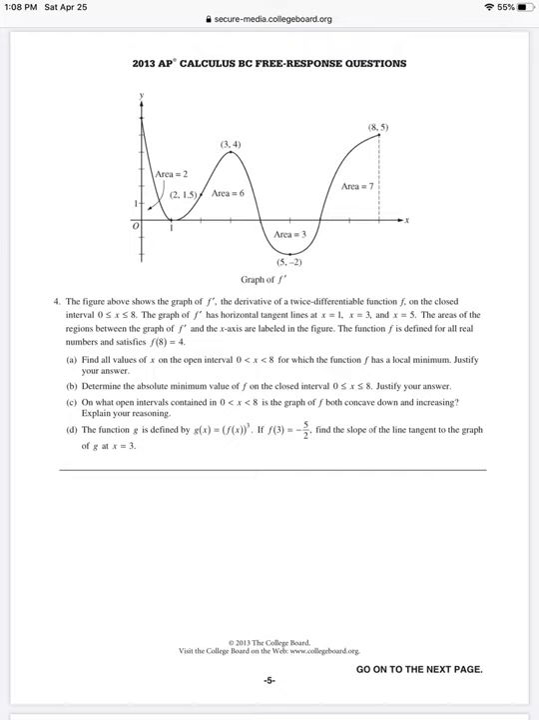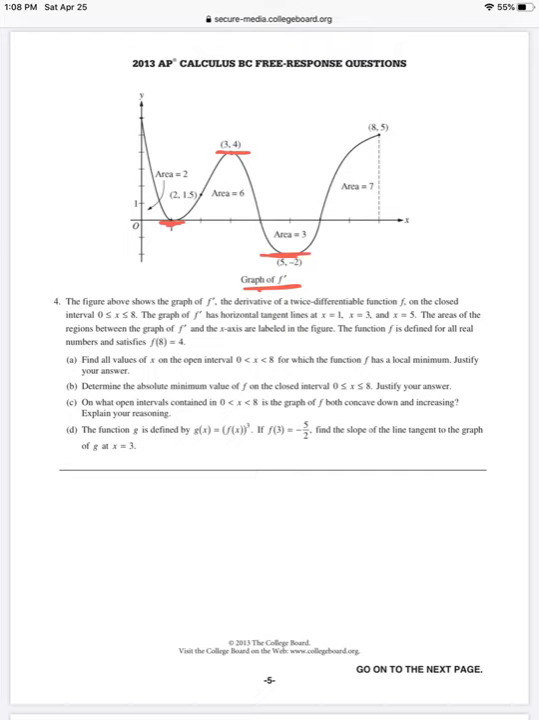The figure above shows the graph of the derivative. That's the big thing right there. That's the graph of the derivative of a twice differentiable function on the closed interval going from 0 to 8. The derivative has horizontal tangents at x equals 1, x equals 3, and x equals 5. Horizontal tangent means that the slope is 0. So that's the derivative of the derivative. Those are where the second derivative equals 0. The areas of the region between the graph of the derivative and the x-axis are labeled in the figure. So we've got the areas 2, 6, 3, and 7.